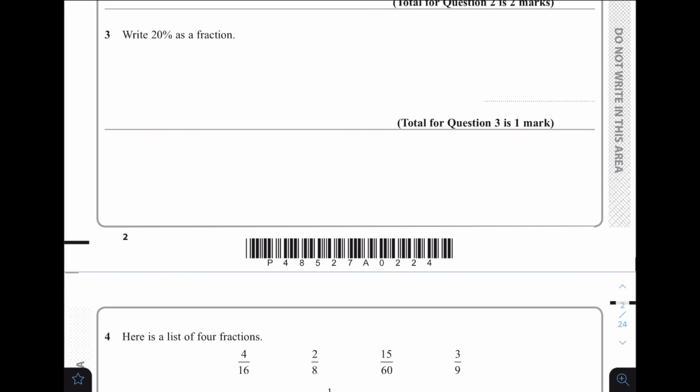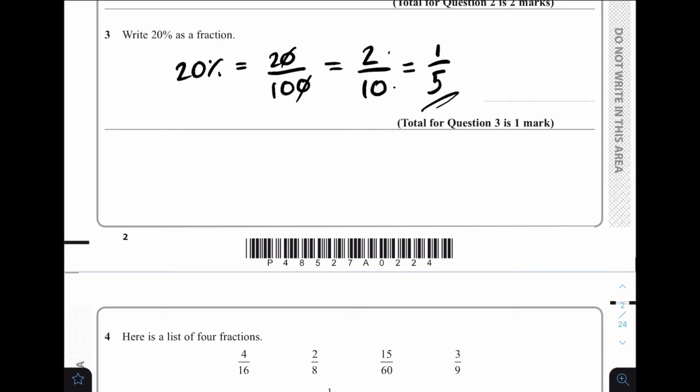Write 20% as a fraction. So we've got 20% here, and how do we write that as a fraction? So 20% is 20 over 100. So we can go ahead and simplify this. There's a 0 at the top, a 0 on the bottom, so that's 2 over 10. And then what is the highest common factor between these two numbers? 2 can divide into both, because that's the highest common factor of 2 and 10. So divide through by 2 on top and bottom, you get 1 over 5. And that's your answer as a fraction.